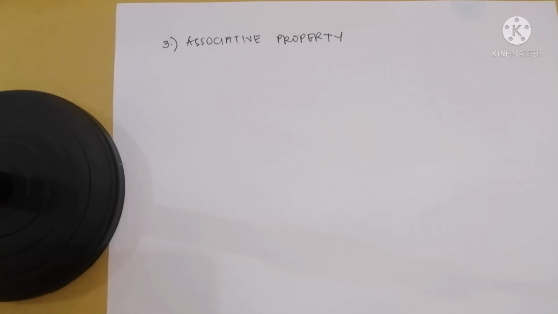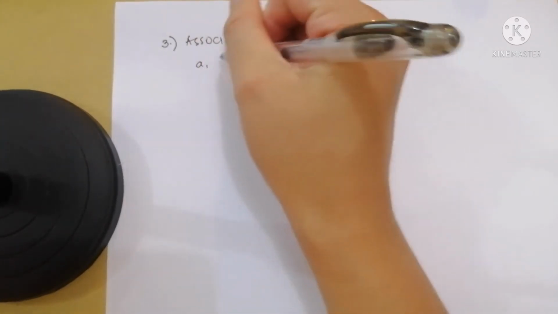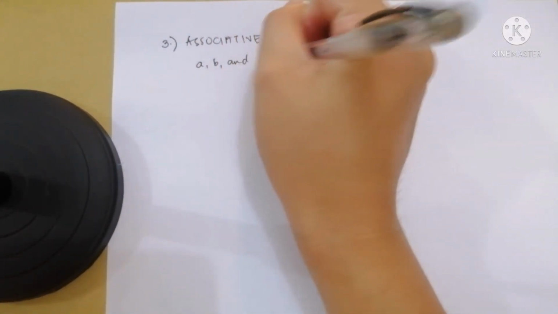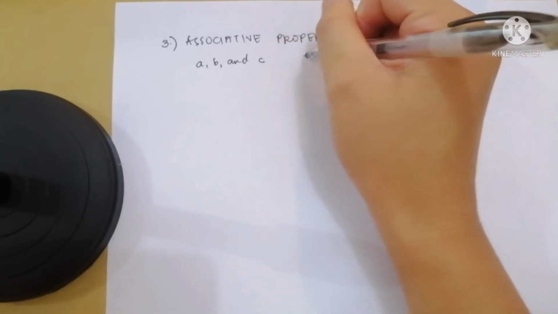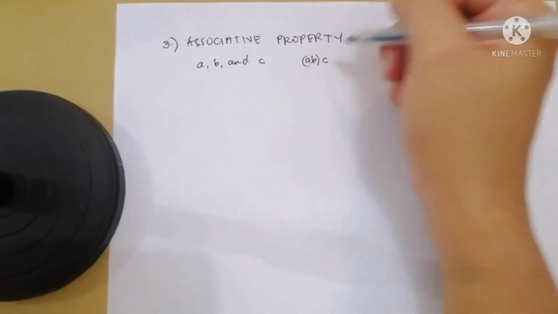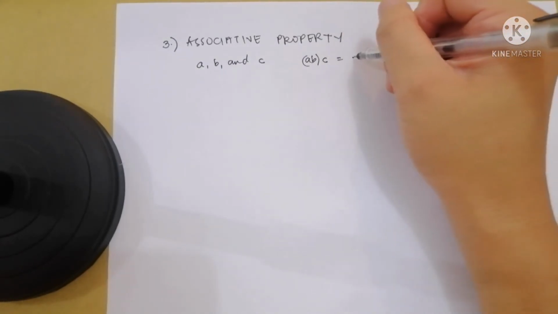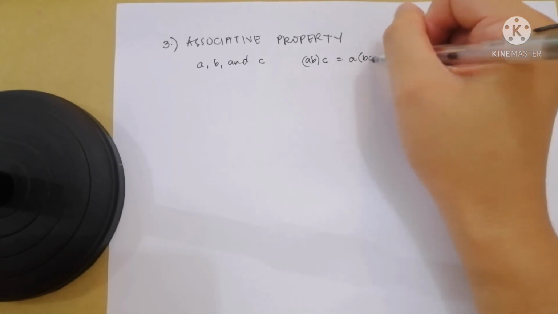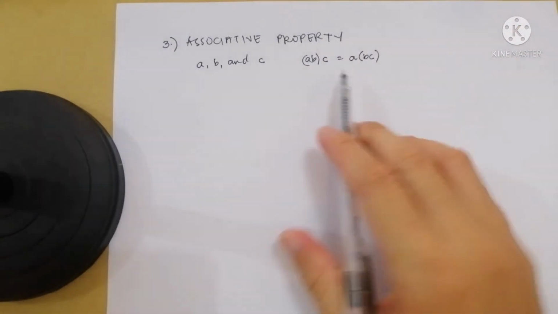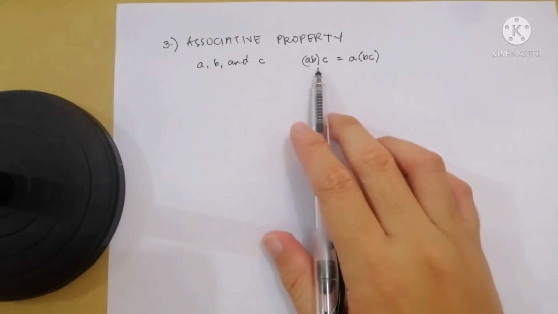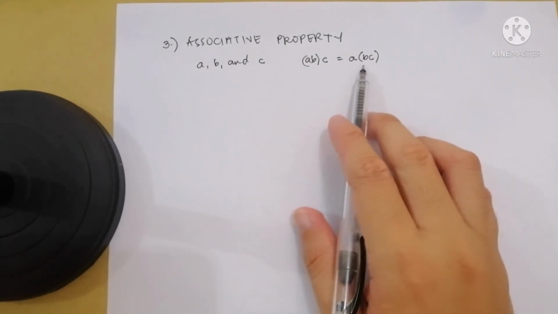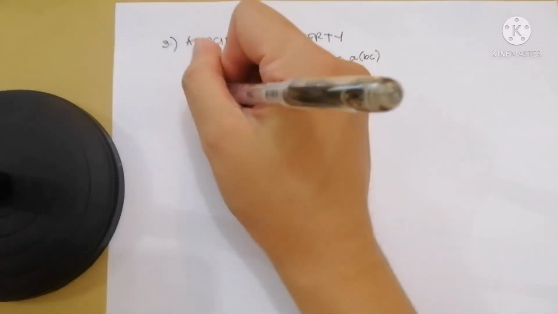Next property is called the associative property of multiplication, which states that changing the grouping of the factors does not affect the product. So for any integers a, b, and c, if the quantity ab is being multiplied to c, that is also the same as if you're going to group the second pair, bc. So the quantity of ab times c equals a times the quantity of bc. So let's have an example here.